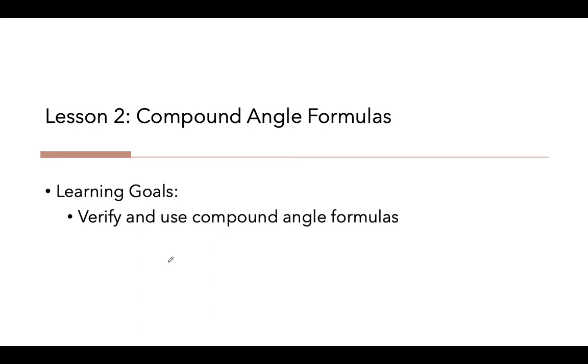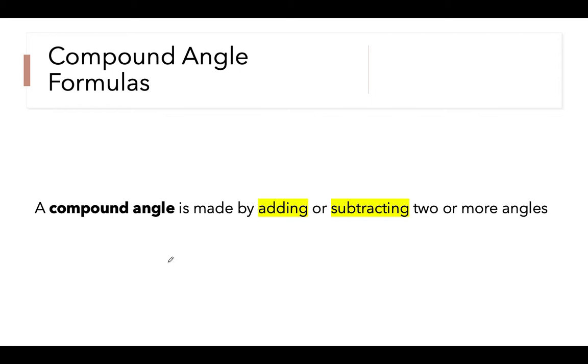In this lesson number 2, we are going to learn about what a compound angle formula is. A compound angle is made by either adding or subtracting two or more same or different angles. So in simple terms, when you're adding or subtracting two angles, we call that a compound angle.